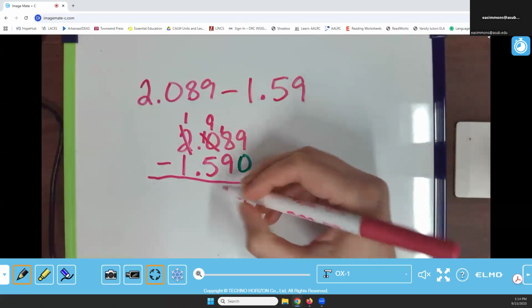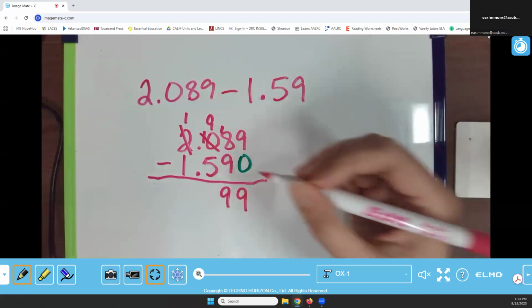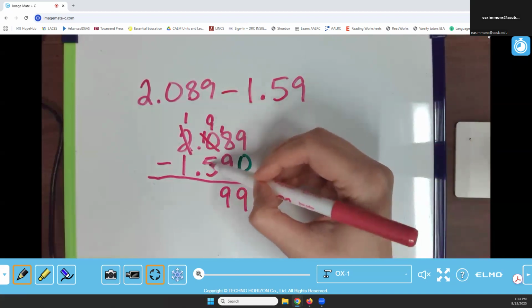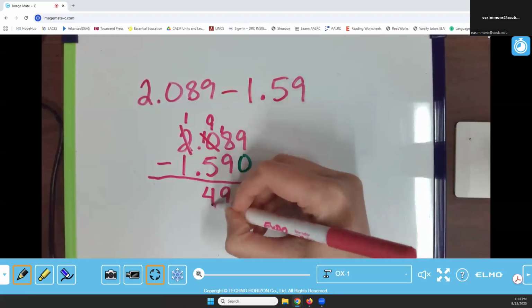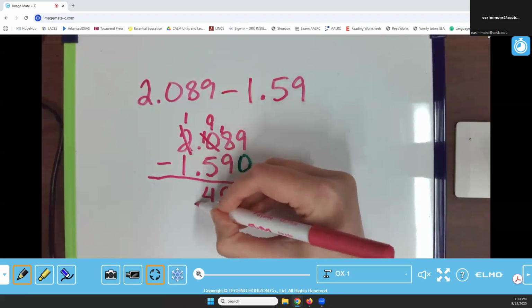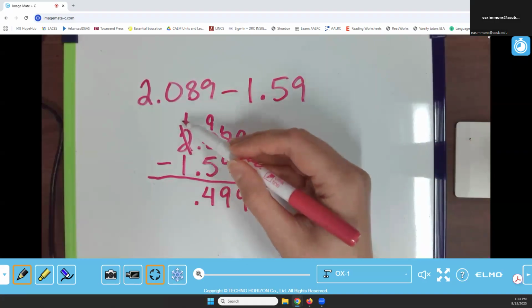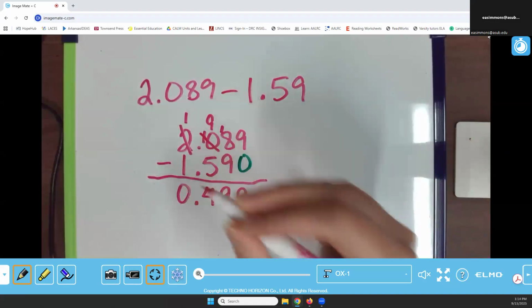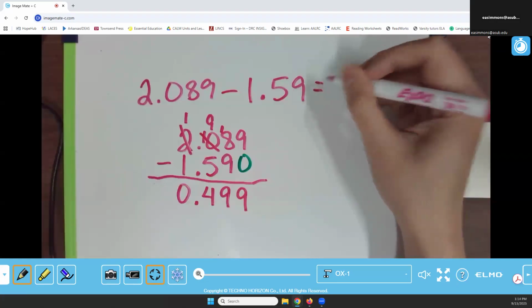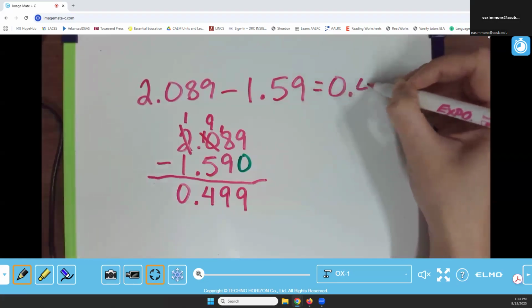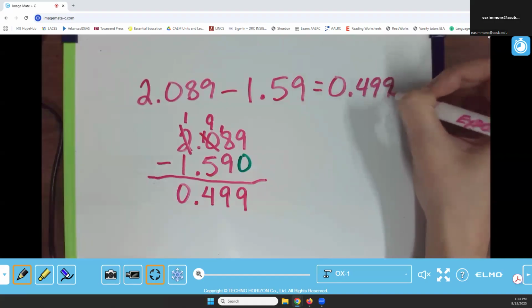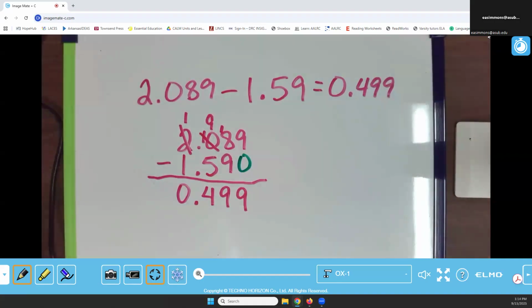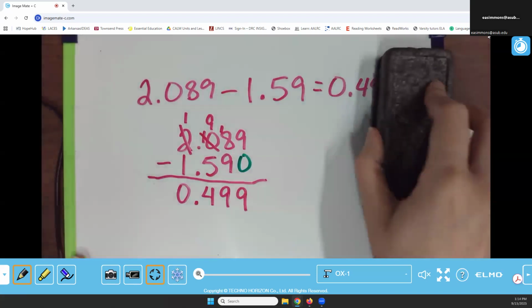18 minus 9 is 9. Now I can do 9 minus 5, which leaves me with 4. I'll bring down my decimal point, and I have 1 minus 1 for 0. So our answer here is 0.499. And that's adding and subtracting with decimals. Now we'll look at multiplying with decimals.